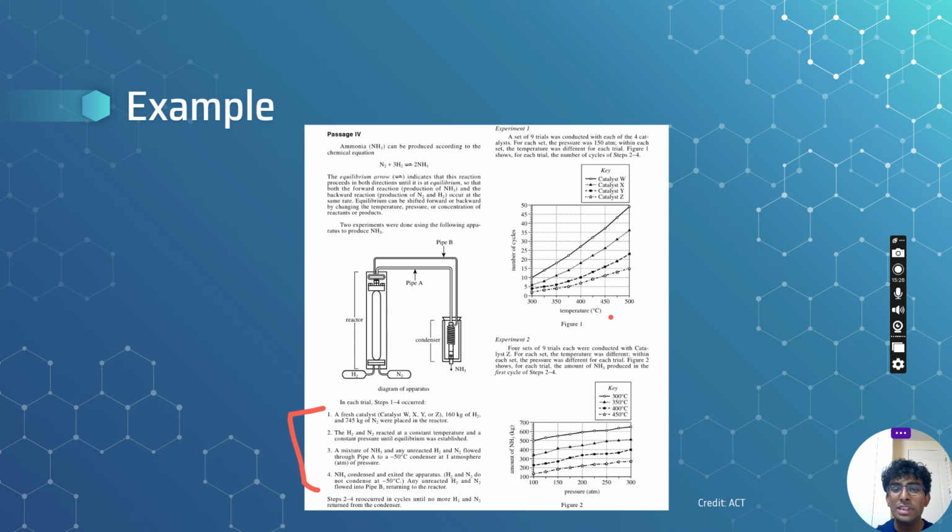So in this figure, we have temperature and number of cycles with different lines corresponding to different catalysts. And in experiment 2, we have pressure and amount of ammonia with different temperatures being our different lines in this case. Make sure to read these paragraphs here as well, because sometimes you might have to use both graphs. For example, here it says catalyst Z. So if you're asked to figure out the temperature at a particular NH3 and how much NH3 is being produced, it's important to be able to look at both experiments and understand where they're getting this data from.